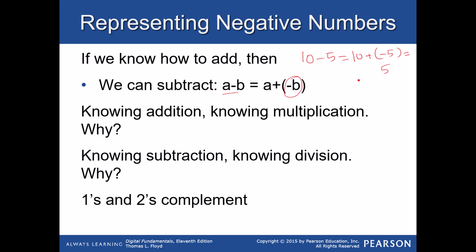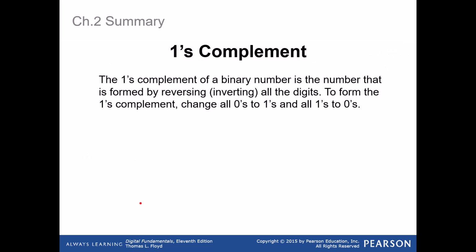In decimal, we just use this symbol to indicate the number is negative. How are we going to do this in binary? We'll see that we have some representations that help us do this. There are two systems: one called the ones complement, and another one, the most commonly used, called the two's complement. Let's first look at the ones complement.